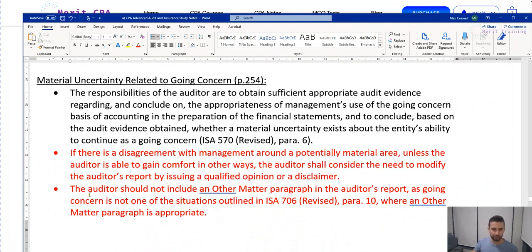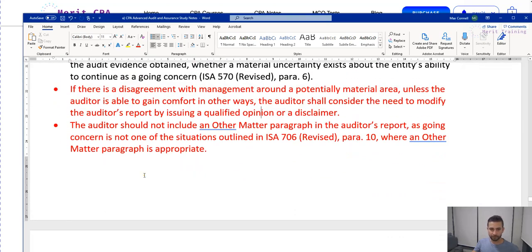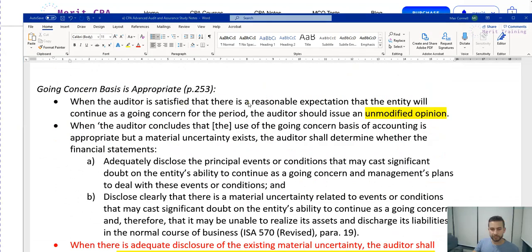But the other paragraph here, the auditor should not include an other matter paragraph in the auditor's report, as going concern is not one of the situations outlined in ISA 706. So we know it's not an other matter paragraph. So when the auditor is satisfied that there's a reasonable expectation that the entity will continue as a going concern, the auditor shall issue an unmodified opinion, which is what we've agreed on so far. So we're all aligned there.